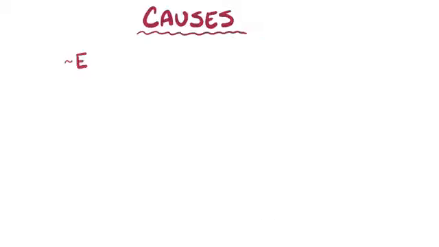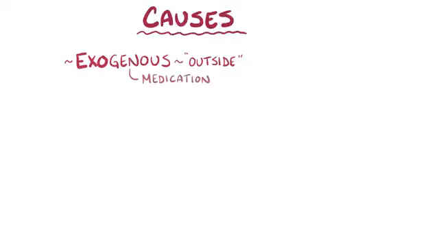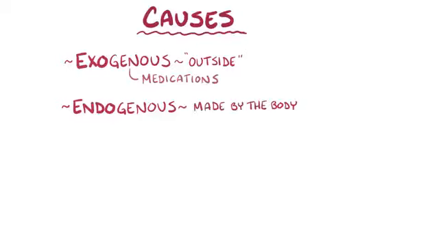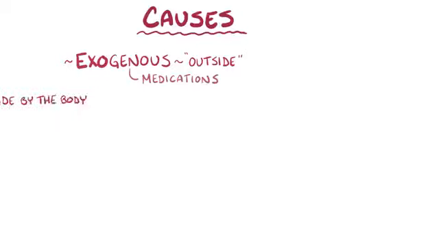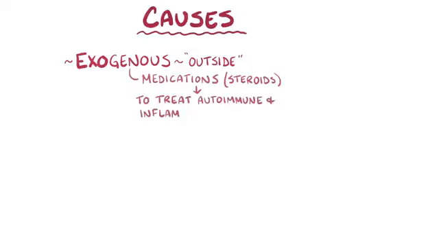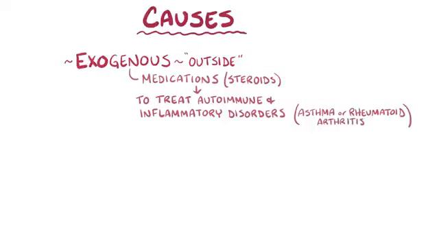Cushing syndrome can happen because of exogenous cortisol, meaning that it comes from outside, usually in the form of medications. But it can also happen because of endogenous cortisol, meaning that the excess cortisol is made by the body. The majority of cases of Cushing syndrome happen in individuals using exogenous steroid medications over a long period of time, often to treat autoimmune and inflammatory disorders, like asthma or rheumatoid arthritis.